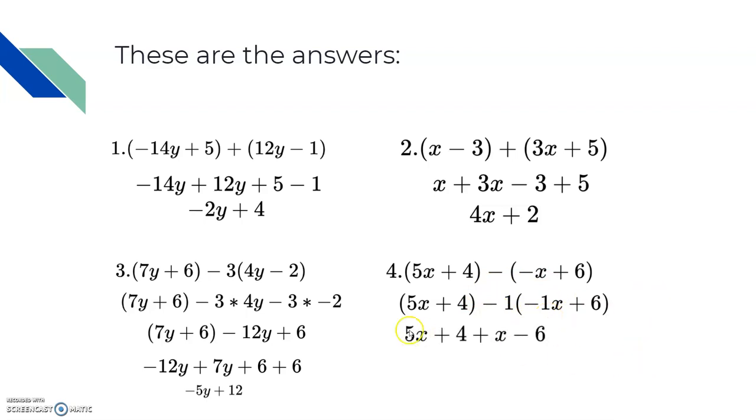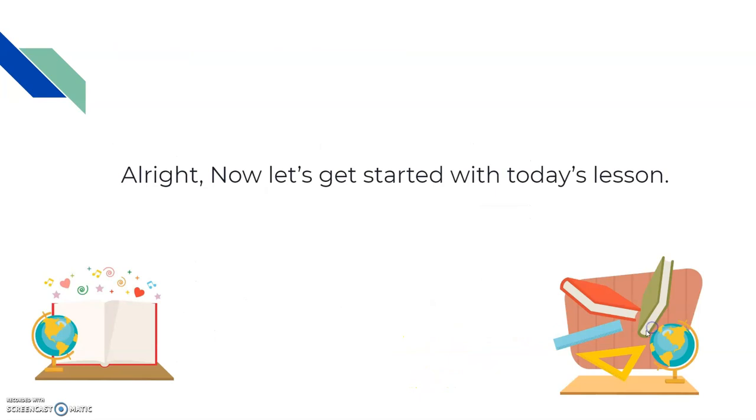Now, we're going to multiply these. -1 times -1x is positive x. -1 times 6 is -6. Now, to combine the like terms, 5x + 1x, and 4 - 6, is 6x - 2. That is our result.